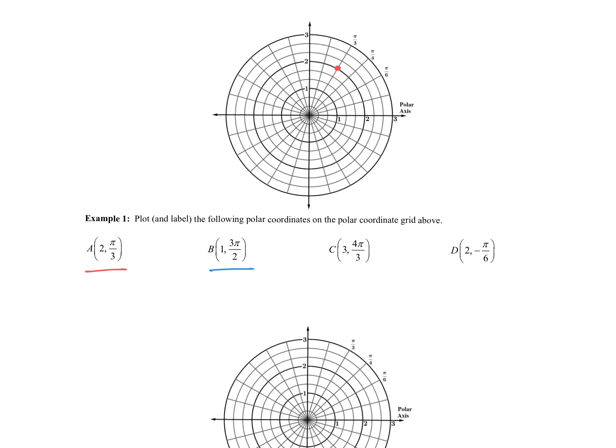Down. It's going down. And so now it's going down how much? 1. And so let's do it again. And so this one we have 3 comma 4 pi over 3. So the first thing we need to do is find 4 pi over 3. Well, where is 4 pi over 3?